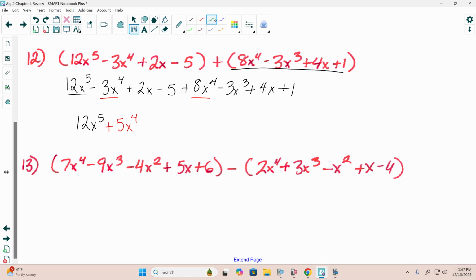Our next term is our x cubed term, and we do only have one of them, our negative 3x cubed. Because there's only one of them, there's nothing to combine with it. So we just rewrite it as negative 3x cubed.